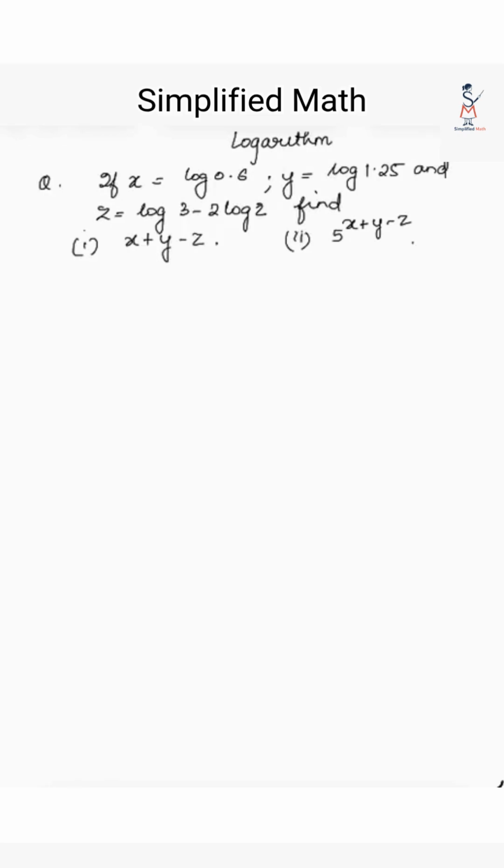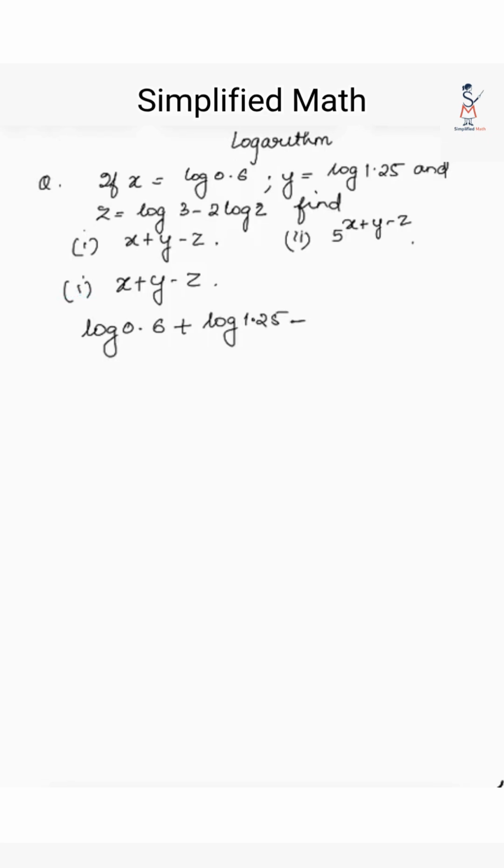Hi, we are doing logarithm. If x is log 0.6, y is log 1.25 and z is log 3 minus 2 log 2, we have to find x plus y minus z. We'll substitute the values. That means instead of x, we will write log 0.6, y is log 1.25 and z is log 3 minus 2 log 2.